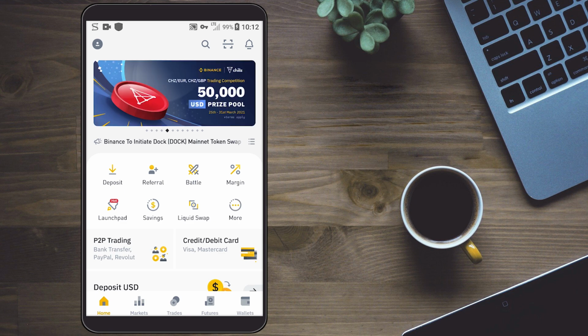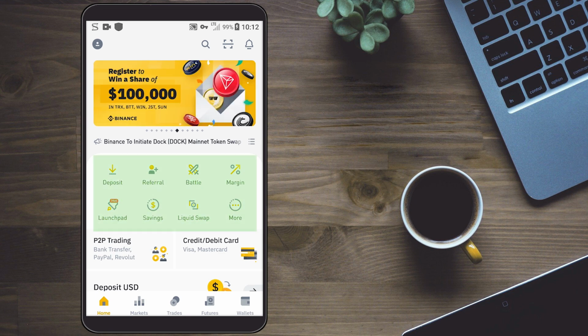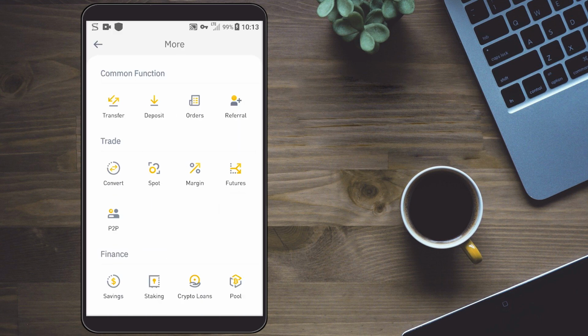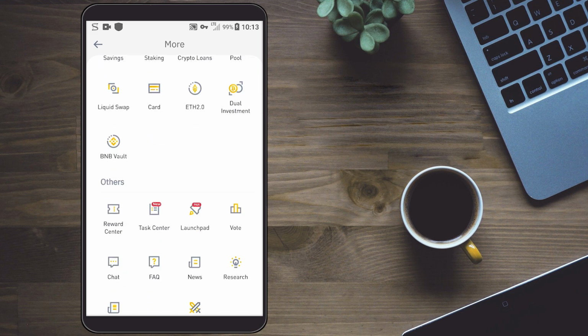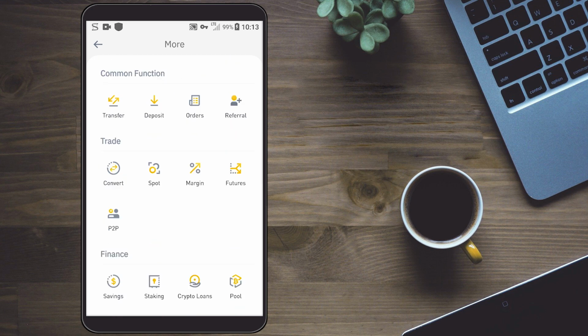And getting back to home tab, here we have shortcuts to other parts of the app, and if we touch the more button here, we can see a larger list of the shortcuts categorized in common functions, trade, finance, and others. As you can see, these are actually the more commonly used ones and you can access them quickly here. I'll explain any of them that is subject of this video later. Let's get back to home tab.